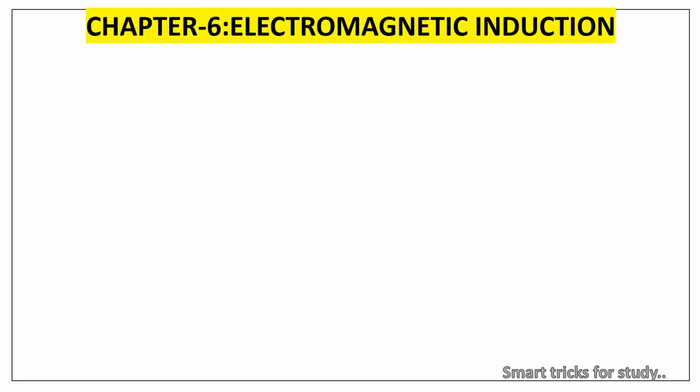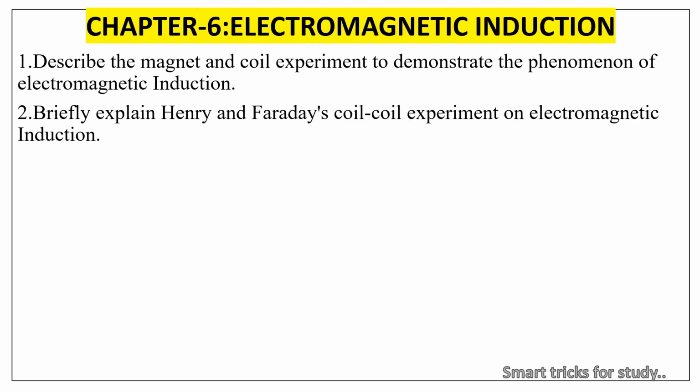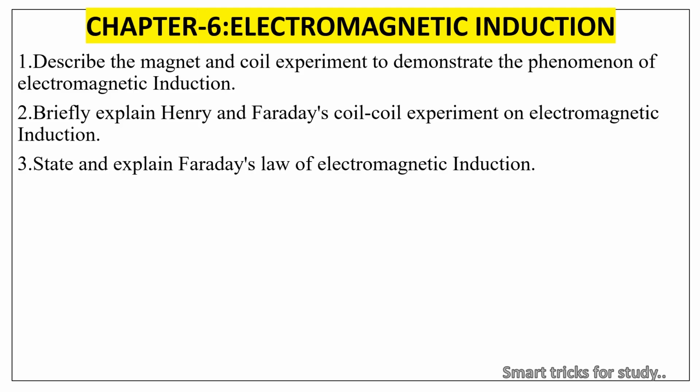Chapter 6, Electromagnetic Induction. 1. Describe the magnet and coil experiment to demonstrate the phenomenon of electromagnetic induction. 2. Briefly explain Henry and Faraday's coil experiment on electromagnetic induction. 3. State and explain Faraday's law of electromagnetic induction.